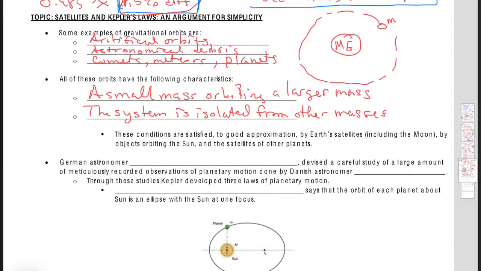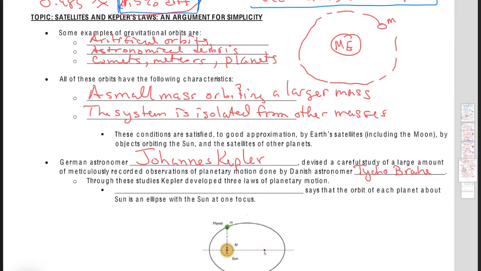The main focus of this section is not necessarily satellite motion, although we will calculate the speed of satellites in orbit, and look at what geosynchronous orbit is and how high objects have to be placed. But we're also going to look at Johann Kepler, a German astronomer who worked with a Danish astronomer, Tycho Brahe. There's a lot of argument about how to say his name. Brahe collected a lot of data, and Kepler was actually his assistant.